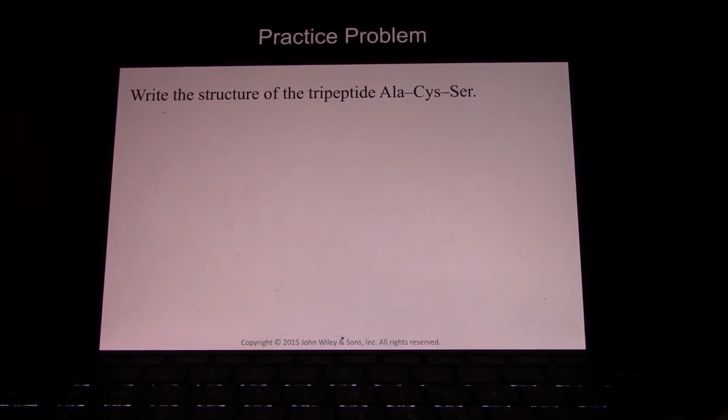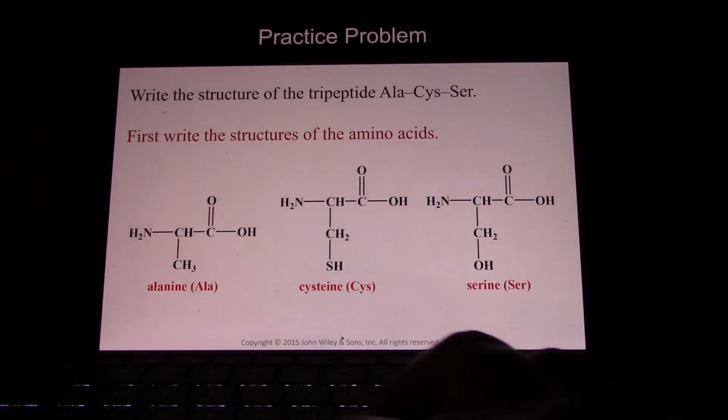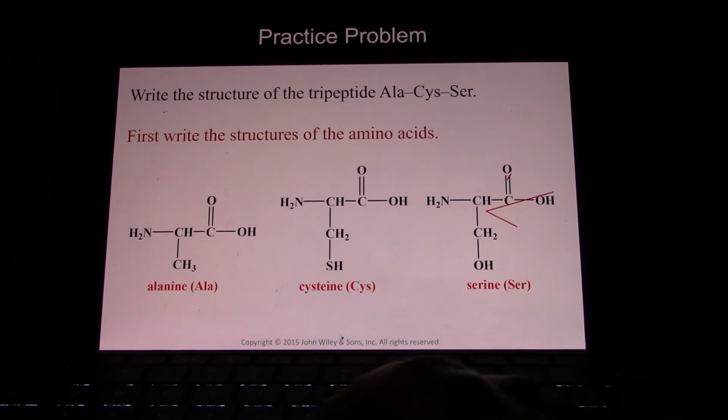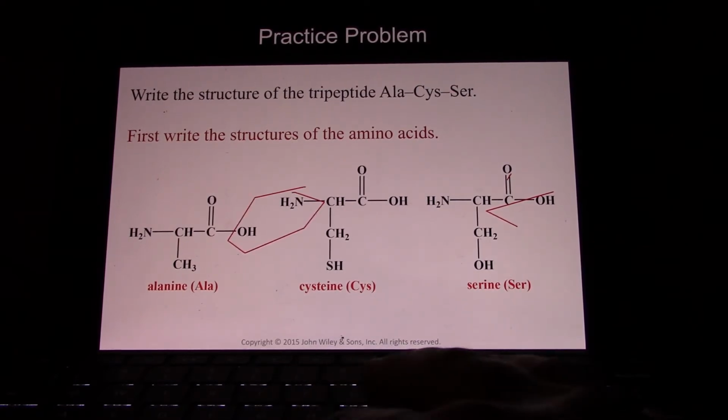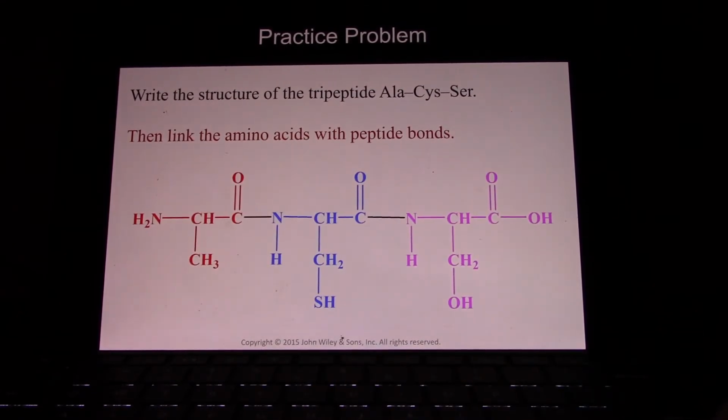Write the structure of the tripeptide alanylcysteinylserine. So we have alanine, cysteine, and serine. And then we combine them all. And when you make a peptide bond, you excrete water. And you get amide bonds. And there we have our amino acids with our peptide bonds.